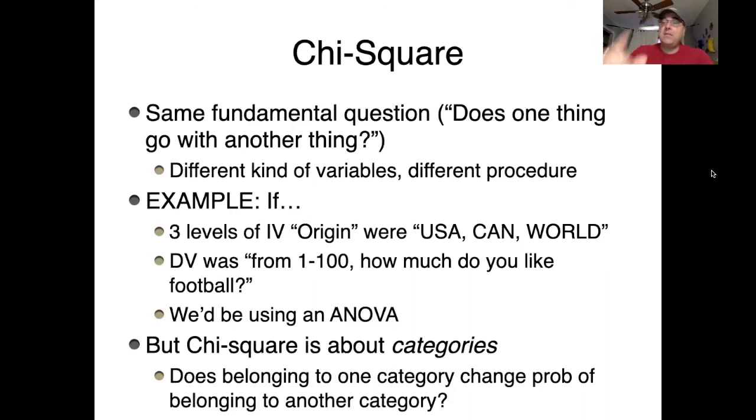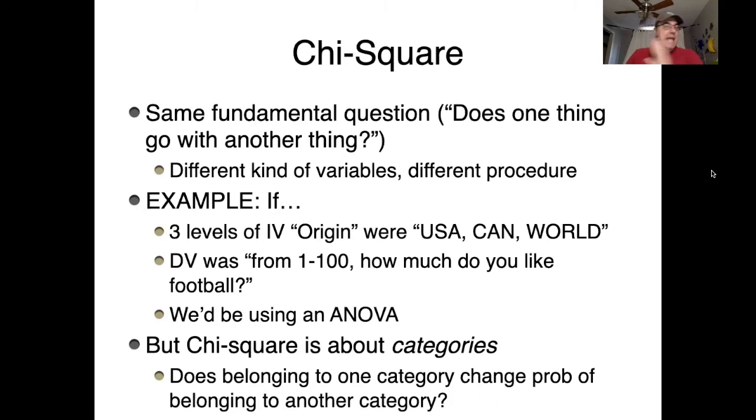That would mean that our favorite sport categorical variable that we were working with has now been changed into an interval ratio continuous variable if I had everybody answer on a scale from 1 to 100, how much do you like football? In that case, I'd get an average for all the people from the US, I'd get an average for people from Canada, and I'd get an average for people from the rest of the world. Those would be three X bars for three different categories. I'd put them into an ANOVA, but we're not doing that.